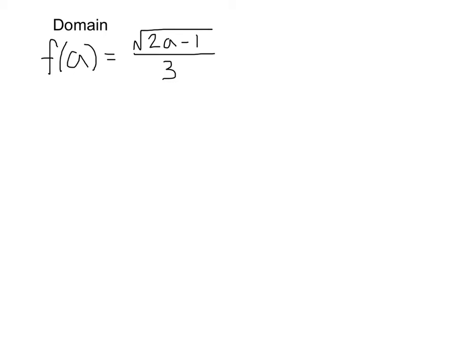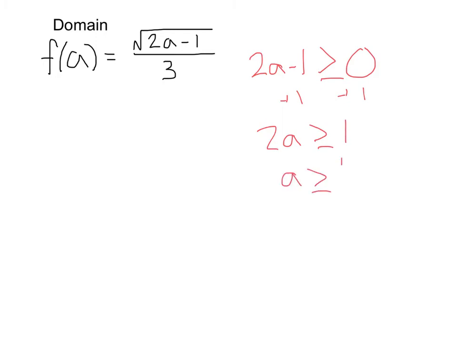So what I'm going to do here is set up exactly what's in the square root, which is 2a minus 1, and I know that has to be positive, or greater than or equal to 0. Now if I solve from there, I just add 1 over, I get 2a is greater than or equal to 1, and then I get a is greater than or equal to 1/2.